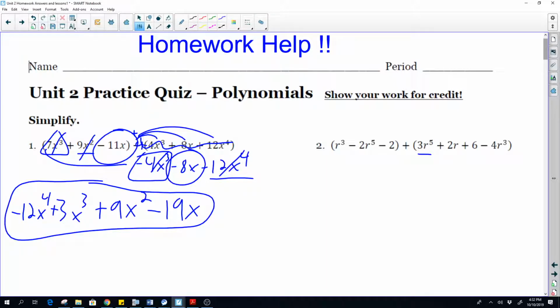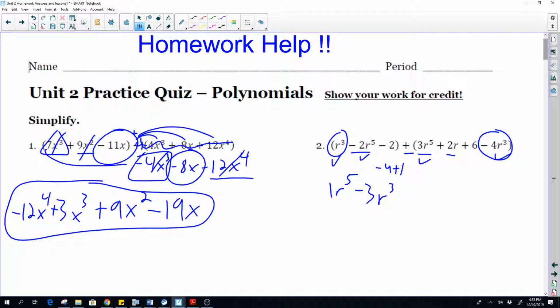So number 2, we have a 3r to the 5th power, and this time we can do a plus straight away, so we don't have to change the signs. So 3 minus 2 is 1, r to the 5th power, when we combine those. Check, check. Then let's see what's next with our powers. Then we have a -4r cubed with the 1r cubed. So -4 plus 1 is -3. So we have a -3r to the 3rd power. Excellent. Got our cubes done there.